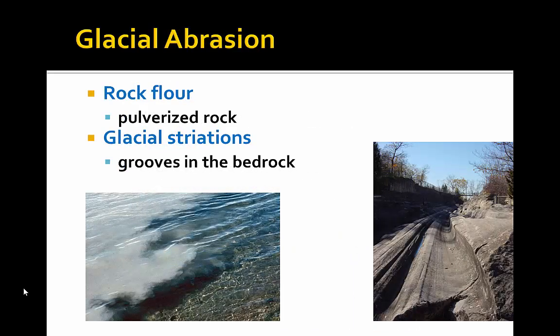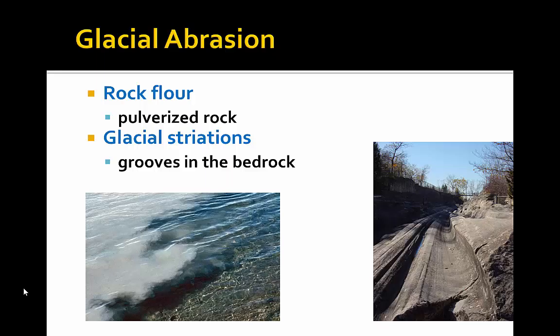So as a result of glacial abrasion, we have two different kinds of environments, two different specific examples shown here. One is rock flour. As you grind up rock, you can create pulverized rock, very fine-grained sediment. The picture in the lower left shows two streams coming together. The stream that's cloudy has a high amount of rock flour. The stream that's very clear is not coming from a glacial area.